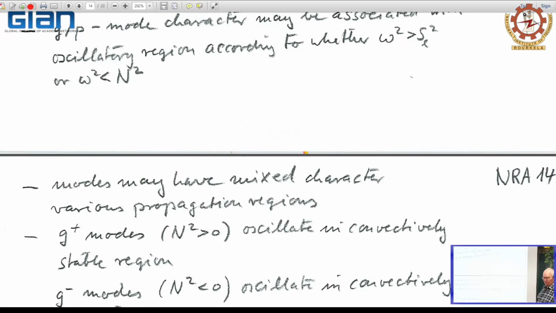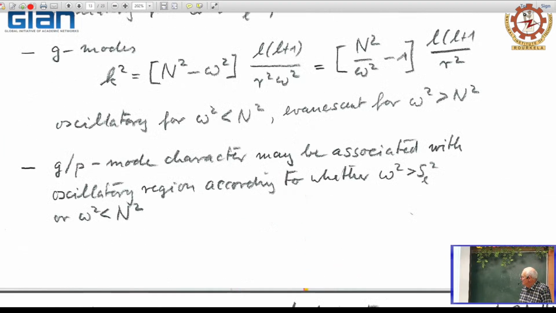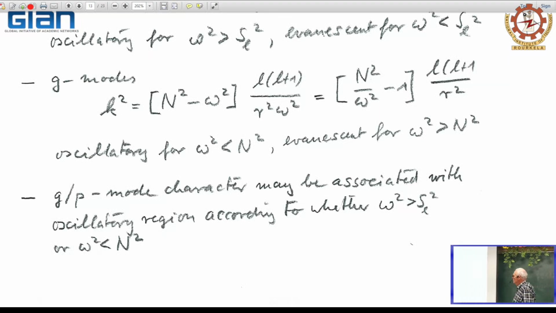Well, another point might be mentioned, the G plus modes. You can discuss, of course, with the dispersion relation of G modes, both signs of N squared. N squared positive means we have a convectively stable region, and N squared negative means we have a convectively unstable region. And you can now discuss the sign of k squared depending on the sign of N squared and on the sign of omega squared. In the convective region, we have the omega minus modes, which are the unstable modes representing the convective instability.